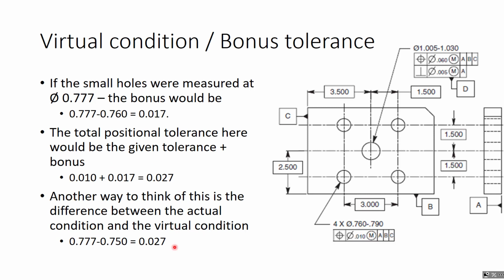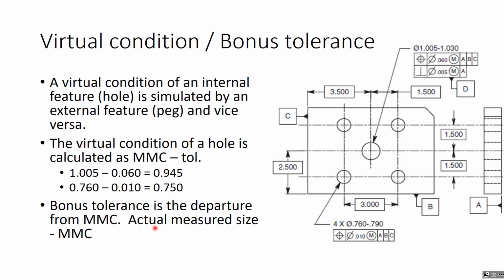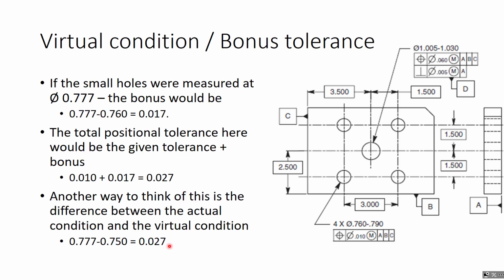Another way you can think of this is the difference between actual, so actual is 0.777, and the virtual condition, right? And we said that the virtual condition was 0.750. That's the peg that'll always fit through it. So the difference between that virtual condition of 0.750 and the actual 0.777 is 27 thousandths. So that's the total tolerance available between that hole and the virtual condition.